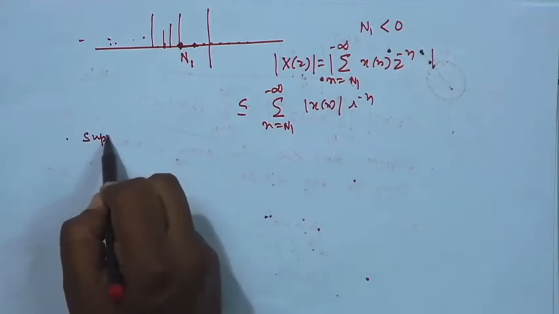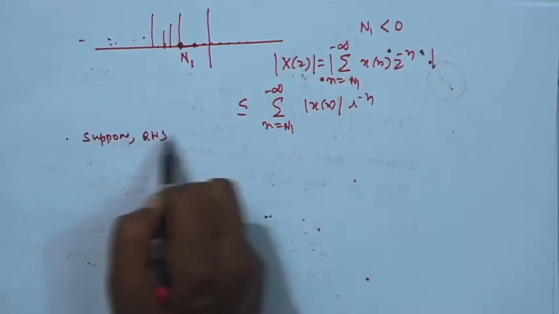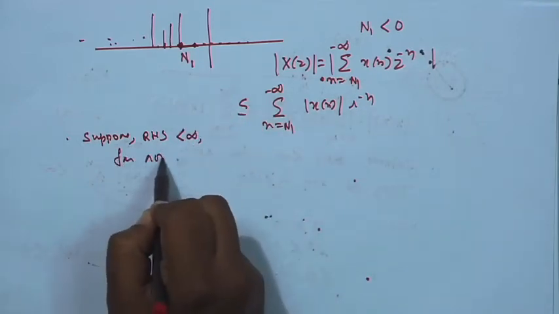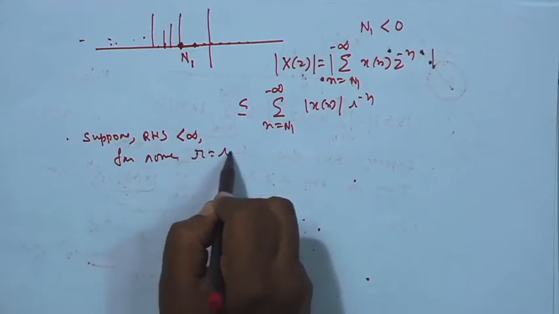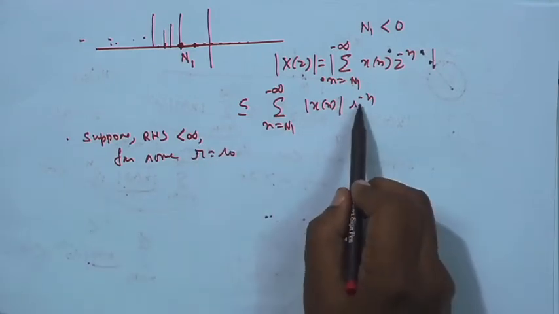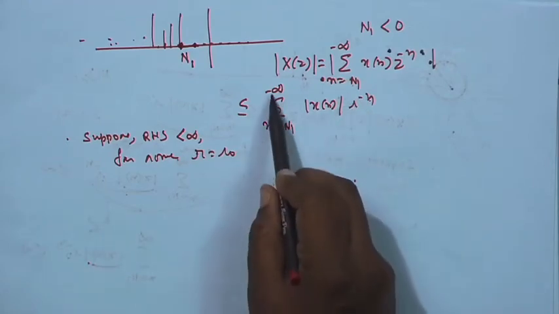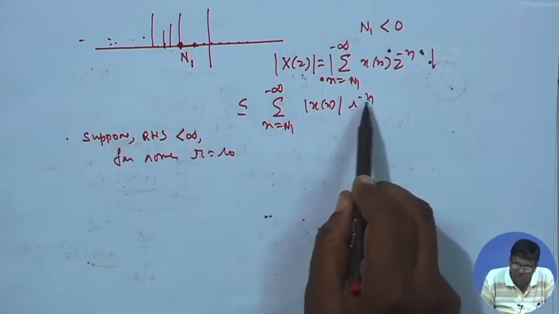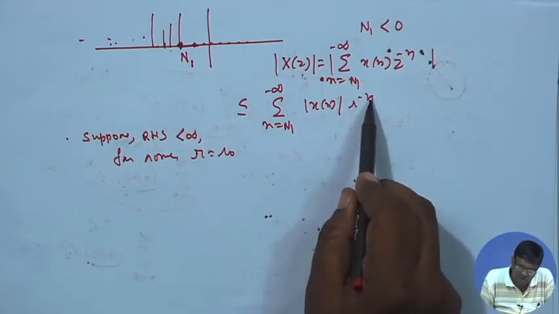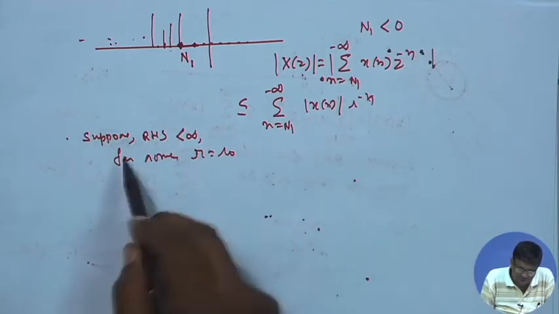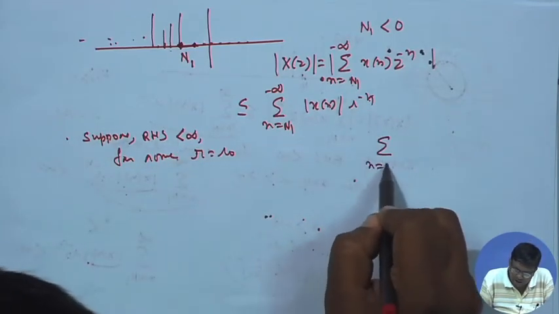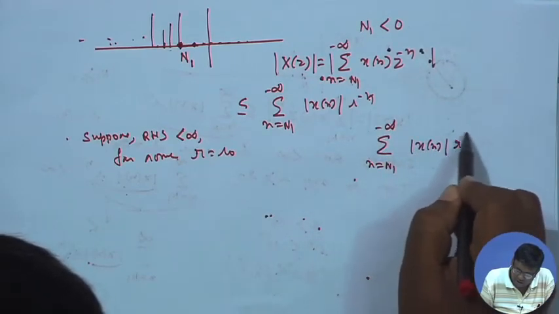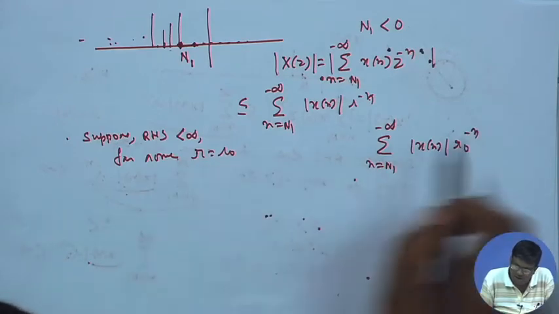Suppose the right hand side, that is this summation, is finite for some r equal to r naught. Remember, here n has a minus sign, but n is taking negative indices, capital N 1 is negative, and further we go to the negative. So, negative times negative is positive, so basically positive powers of r are coming. Now, if this is true, that means, with n equal to this to minus infinity, the sum of mod x n r naught to the power minus n, if I replace r equal to r naught, is finite.